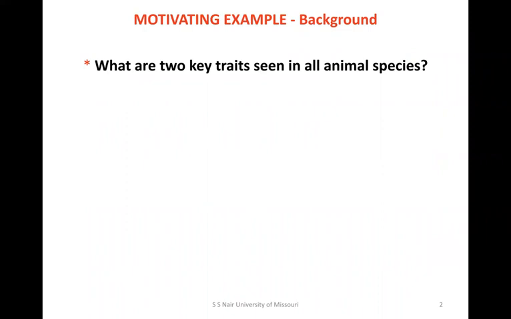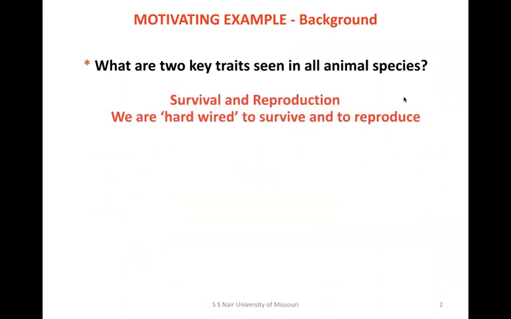So I want you to think a little bit about this to yourself, and then I will go over it. So the two key traits seen in all animal species are survival and reproduction. Now let's talk about the trait of survival that you and I also possess. So you may have not thought about this, but we are actually hardwired to survive and to reproduce. So how are we hardwired to survive?